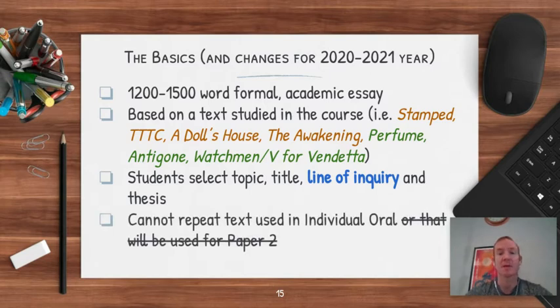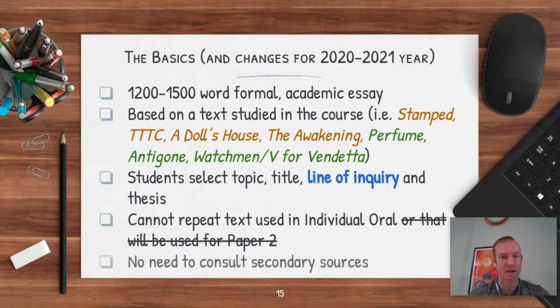You cannot repeat a text that you used in the individual oral on your higher level essay. So we'll have to make sure that those are different. And then normally you wouldn't also be able to use that text on your paper 2 at the end of the year, but they've changed that. We don't have to worry about the paper 2, right? We're only focusing on the paper 1 exam at the end of the year.